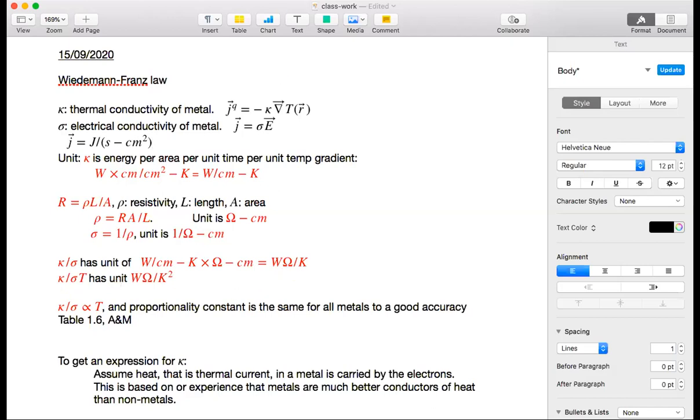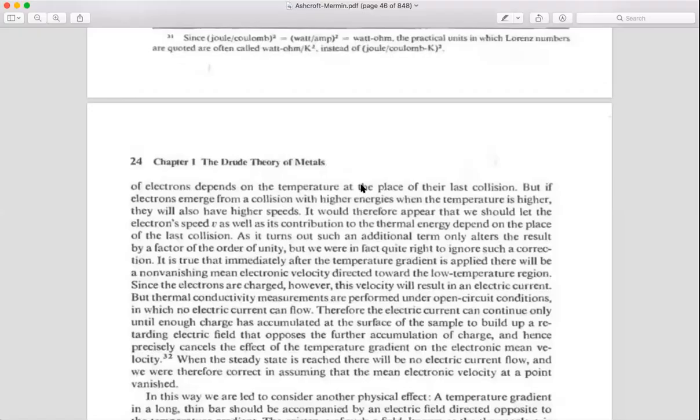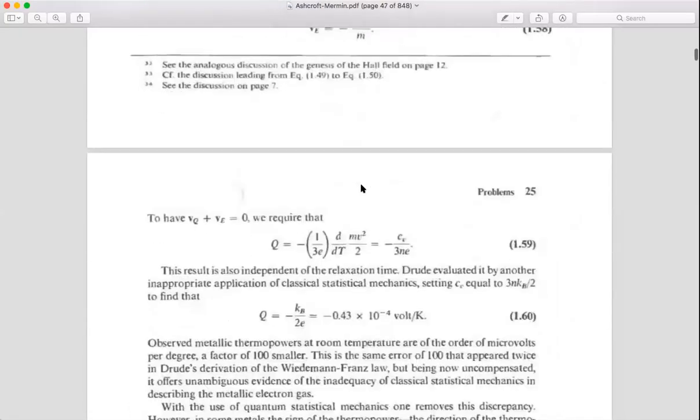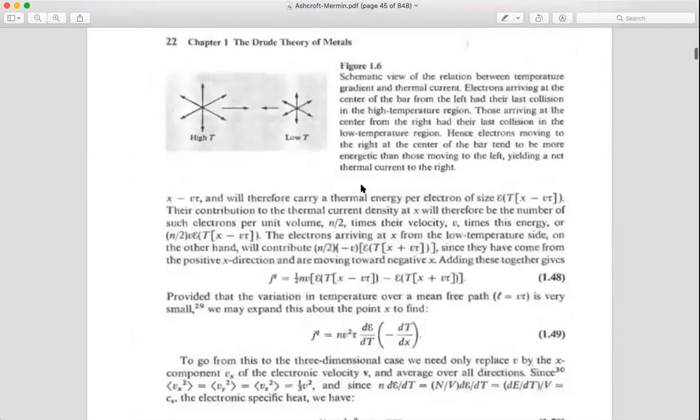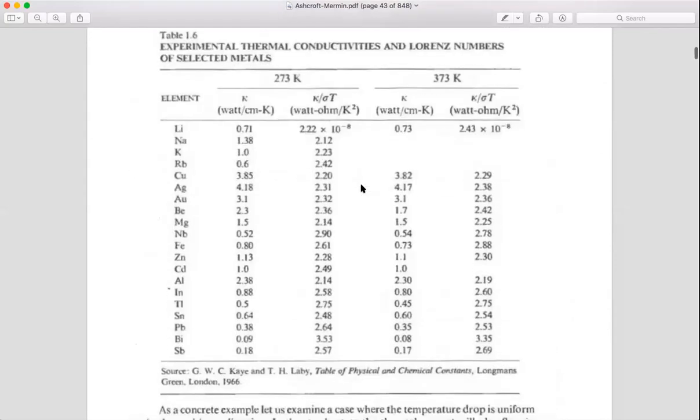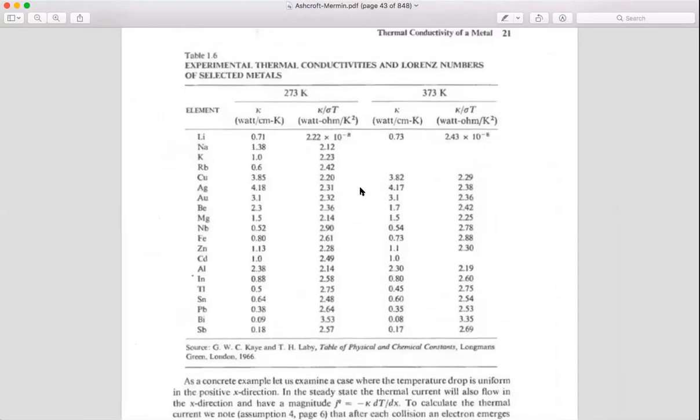So let us now go and see what the observations were and what we are trying to look at. We are focusing on this because this was one of the striking successes of the Drude theory, and as we'll see, for very strange reasons. So here it is: the experimental thermal conductivities and Lorentz numbers, which are basically this kappa over sigma T. This is at 0 degrees Celsius, and this is at 373 Kelvin.